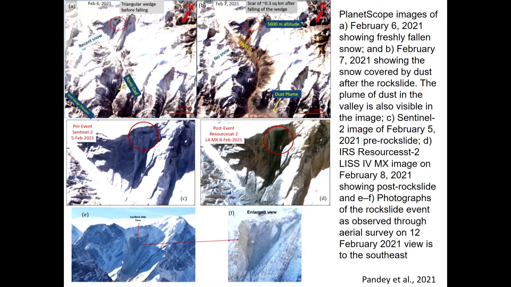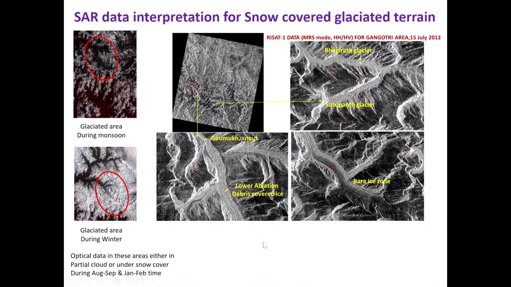Later on we did further analysis. We visited this site. This is the region from where the rock has fallen, and this is the pre-event. You can see there is a hanging glacier, which has been removed after the event. With the help of field photographs, the volume of this rock or rock glacier has been estimated, and we have estimated if this kind of rock falls from a certain height, how much damage it can cause downstream.